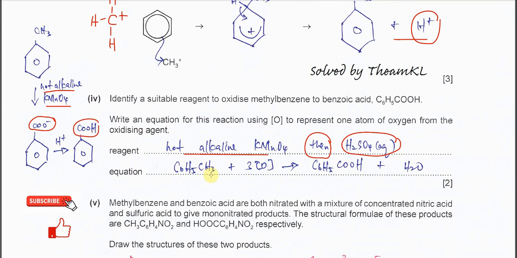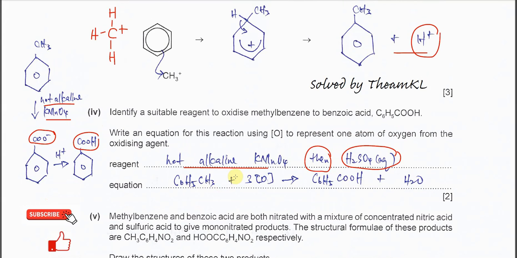So the equation is very easy. The methylbenzene, oxidize, meaning plus oxidizing agent, to form benzoic acid plus H2O. So 1 oxygen is used to form H2O, 2 oxygen are used to form benzoic acid. So in total you need to use 3 oxygen. So you just put 3 here.